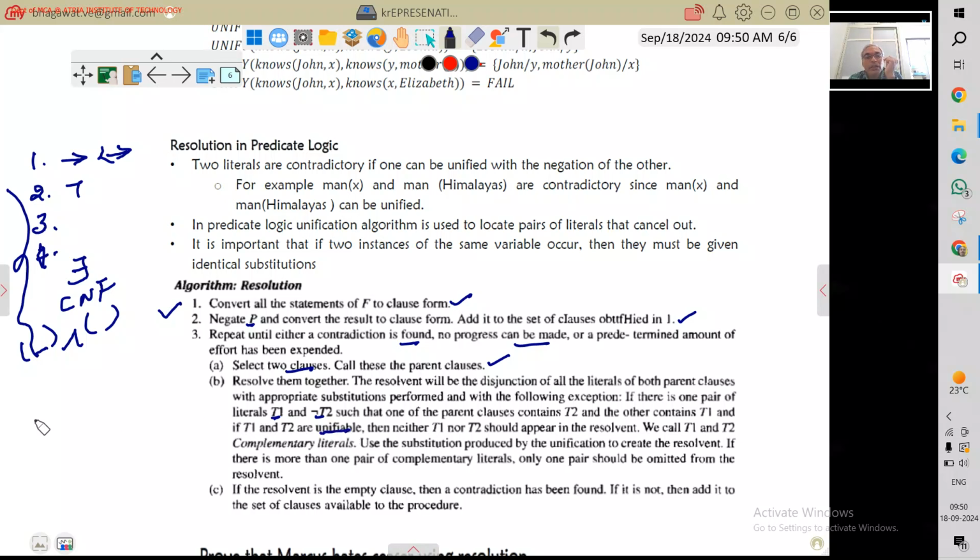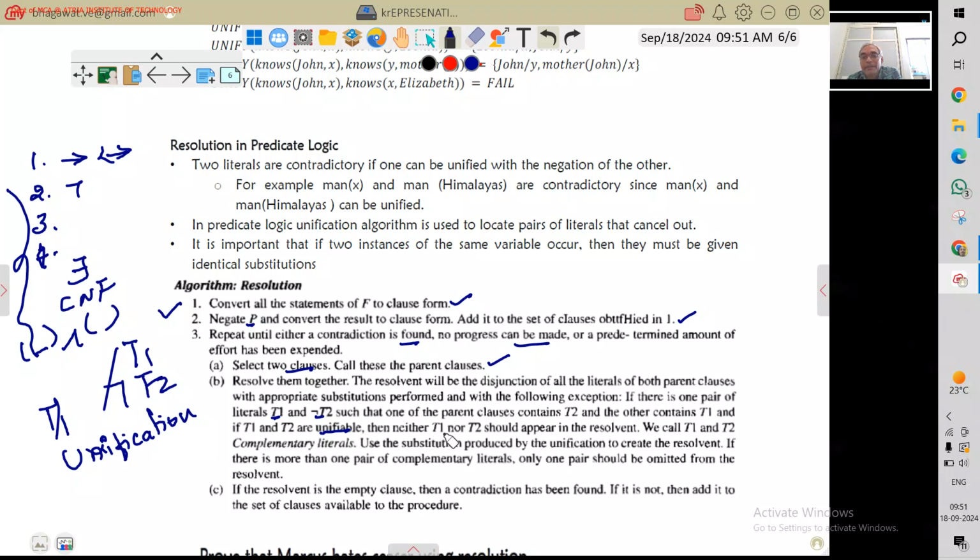Now you can see here, if you have got one clause T1, the other clause is negation T2. Now you are going to call your unification algorithm, which we just now discussed. If this can be unified, that means T2 can be replaced with T1, then you have T1 and negation T1, and both can cancel. So you can apply the concept of resolution. Now check whether these are unifiable.